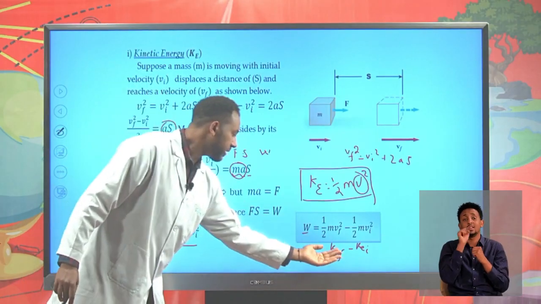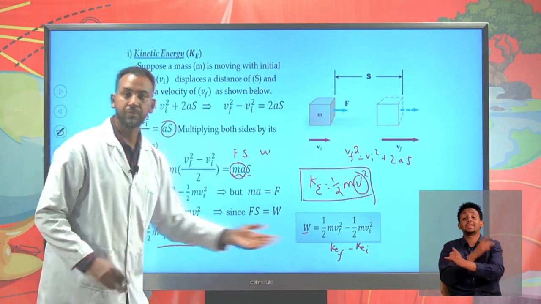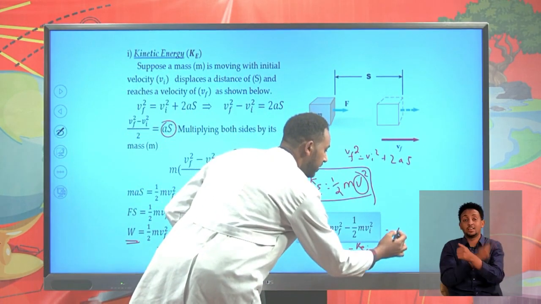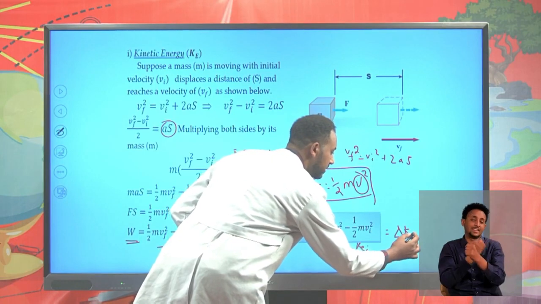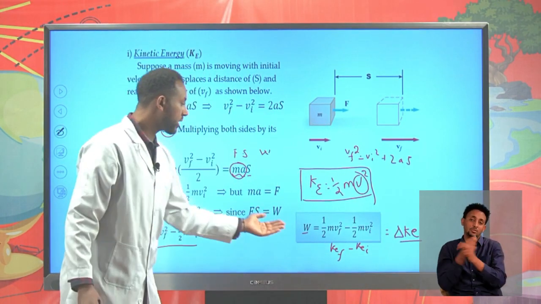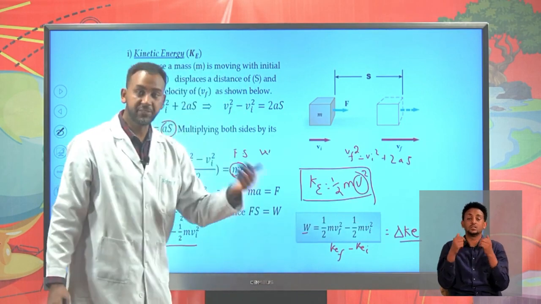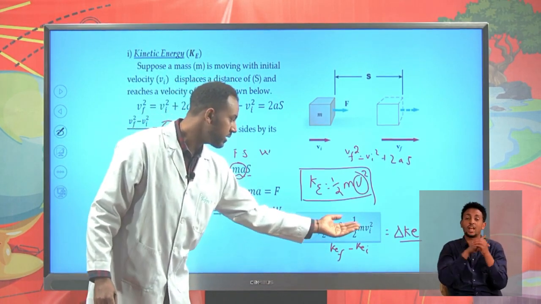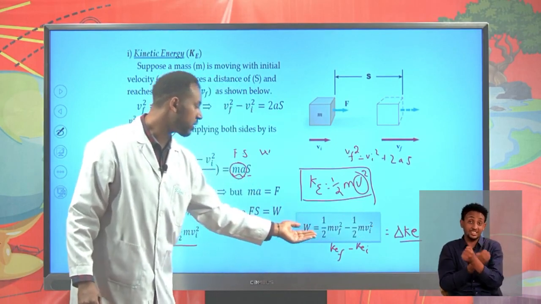Here, the final kinetic energy minus the initial kinetic energy is the change of kinetic energy. It is possible to rewrite this as the change of kinetic energy. Work can be associated with a difference in energy. The difference in energy due to motion is kinetic energy. The change of kinetic energy is equal to work.